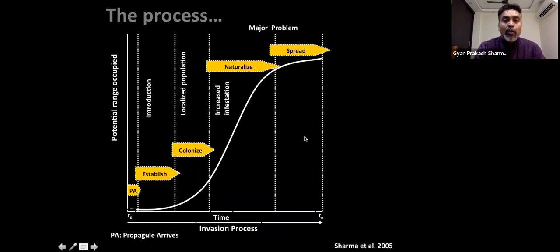This is the process. The propagule arrives, it establishes, it colonizes, and then it naturalizes. Once it naturalizes, it starts spreading. The potential range occupied by the species starts increasing, and then it becomes a major problem. Then the species act as invaders, or alien invaders, in a nature system.